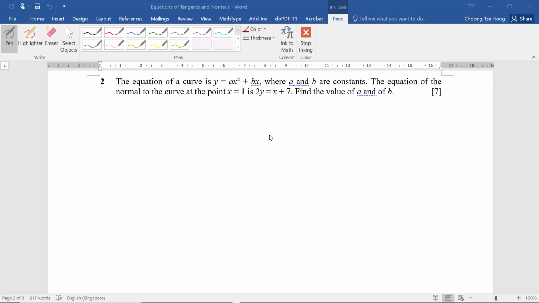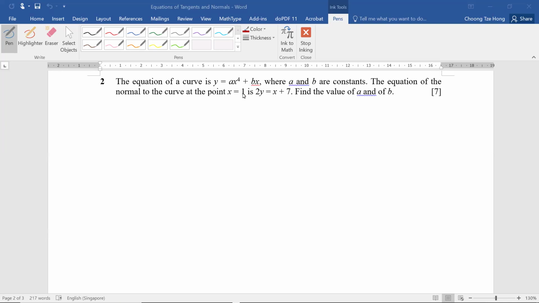So the question goes, the equation of a curve is y equals to ax to the power of 4 plus bx, where a and b are constants. So the equation of the normal to the curve at the point x equals to 1 is 2y equals to x plus 7. Find the value of a and b.